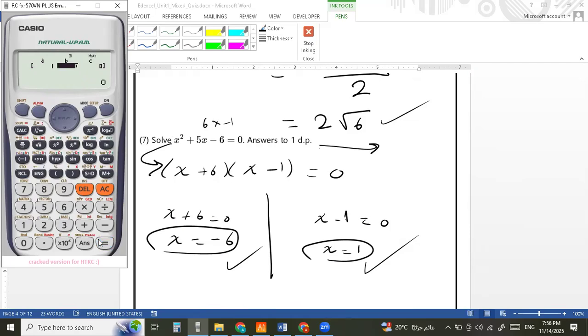Then you press equals. What is B? B is 5. Then you press equals. What is C? C is negative 6. Then you press equals. After you put the C, press one more time equals. They told you that x1 is 1. The first x is 1. Thank you. I want x2. Press equals again. x2 is negative 6. Thank you so much. Now I made sure that my answer is correct.